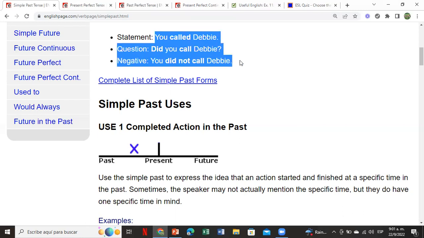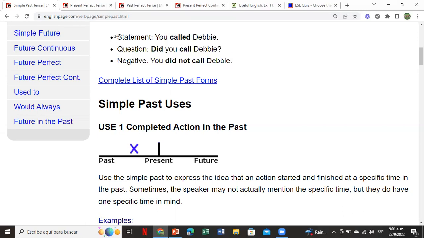According to this, look at my screen. I need you to use a statement, a question, and a negative. Okay? Okay. Thank you.